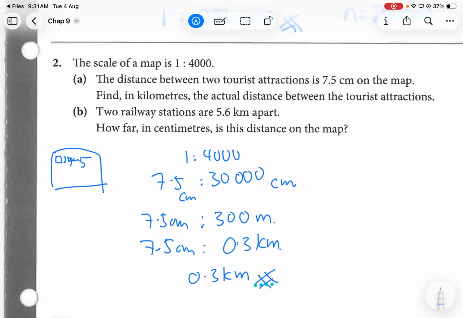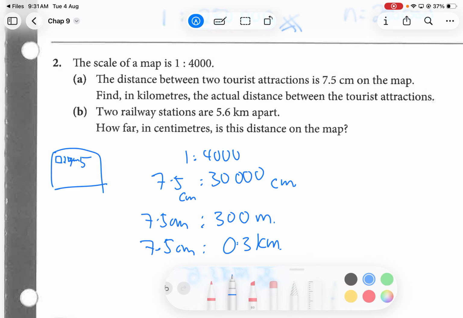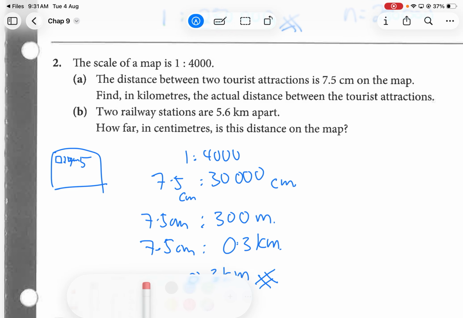But the answer is in kilometer. Then I must change it to cm. If you change 5.6 by 1,000, it will be meters now. So now 0.0014 is still in kilometer. What I did is just divide kilometer by 4,000. It is still in kilometer.